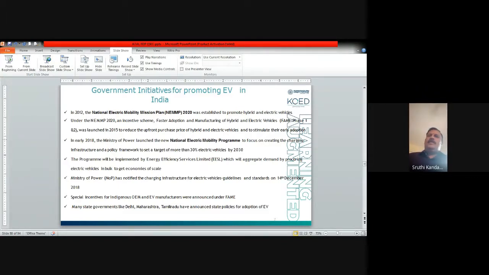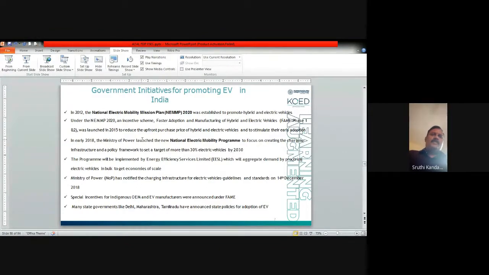In early 2018, the Ministry of Power launched the new National Electric Mobility Program to focus on creating the charging infrastructure and the policy framework to set a target of more than 30% electric vehicles by 2030. That is now 2021. After 9 years, almost 100% of vehicles becomes 30% electric vehicles, and the remaining 70% will be the traditional way. The program will be implemented by Energy Efficiency Services Limited. EESL will aggregate demand by procuring electric vehicles in bulk to get economies of scale.